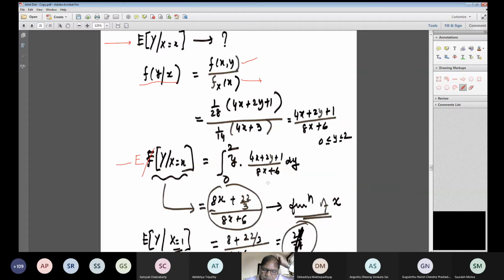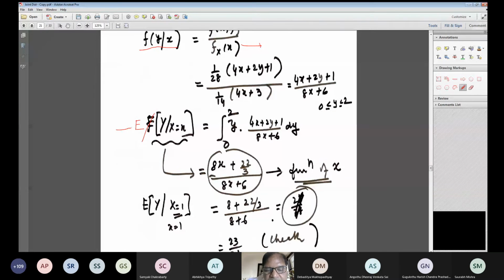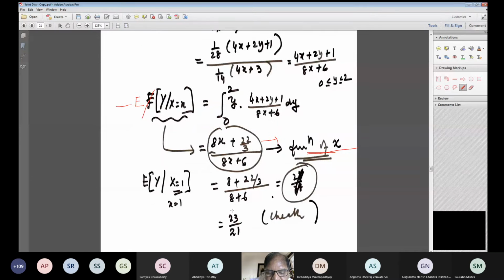After simplification of this integral, you will see that you get (8x plus 22) by 3 times (8x plus 6) in the denominator. Now this whole quantity, as you can see, is a function of x. No y is appearing. So for any given x, say for example x equal to 1, because x varies from 0 to 2, I can find out the conditional mean. So say for example x equal to 1 is substituted, and you will get the value 23 by 20.